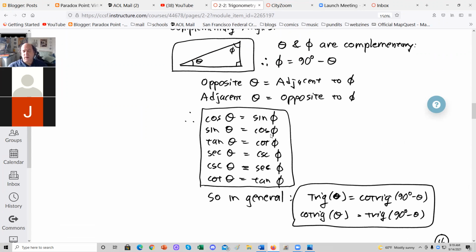And then if you go back to all the other definitions, tangent swaps with cotangent. Tangent theta is cotangent phi, cotangent theta is tangent phi. Secant and cosecant also swap. Sec theta is cosec phi, cosec theta is secant phi.